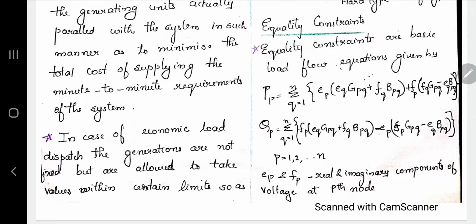These equality constraints you may be familiar with, which we have studied already in the third module. In load flow analysis, we have already derived the load flow equations, and these are the equality constraints. So equality constraints are the basic load flow equations given by PP and QP. You may just go through that equation. We have already studied it in module 3, where EP and FP are the real and the imaginary components of the voltage at the pth node.